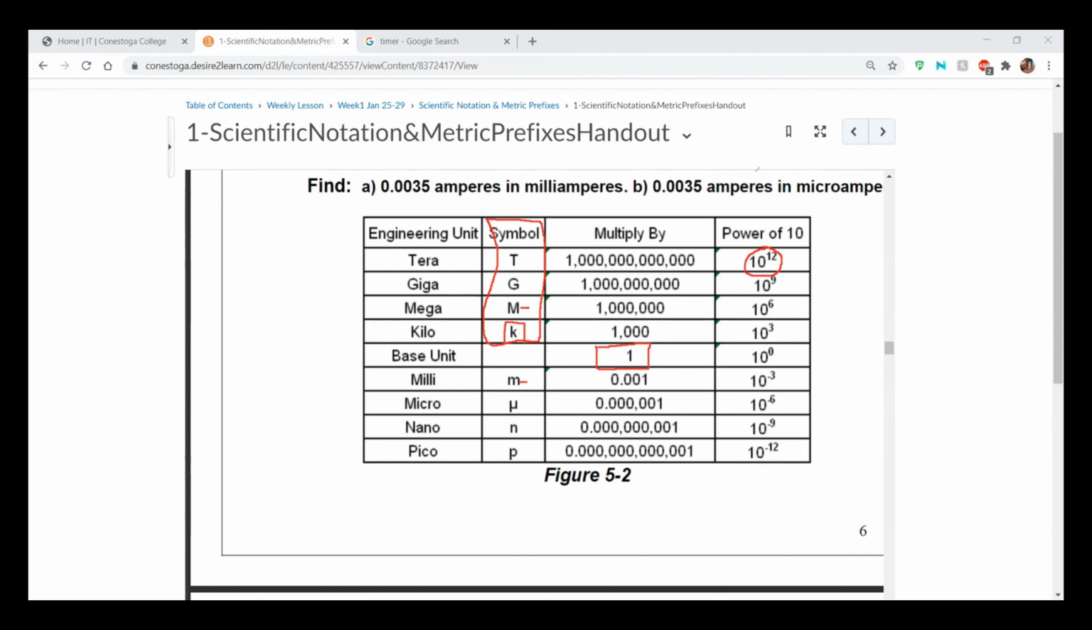Let me give you an example. Let's say that we have just 1 volt, nothing more than that. For 1 volt, we don't really have to do any conversion, but we'll just do a conversion for the sake of this class. Let's say that we want to convert 1 volt into kilovolts.